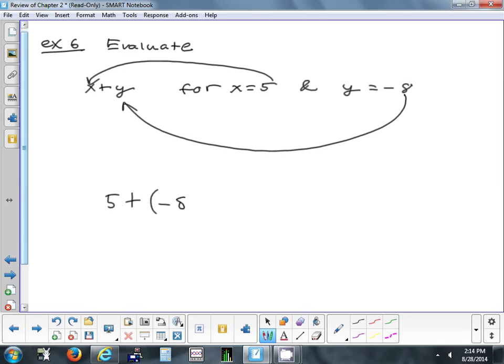Why do I put that -8 in parentheses? There's a reason why I did that. Yeah, go ahead, Tyler. Plus and minus sign put together. Right. If you don't put that -8 in parentheses, it's going to look like this: 5 plus minus 8. That's going to look confusing. So that's why when we substitute in for X or Y, we put it in parentheses.